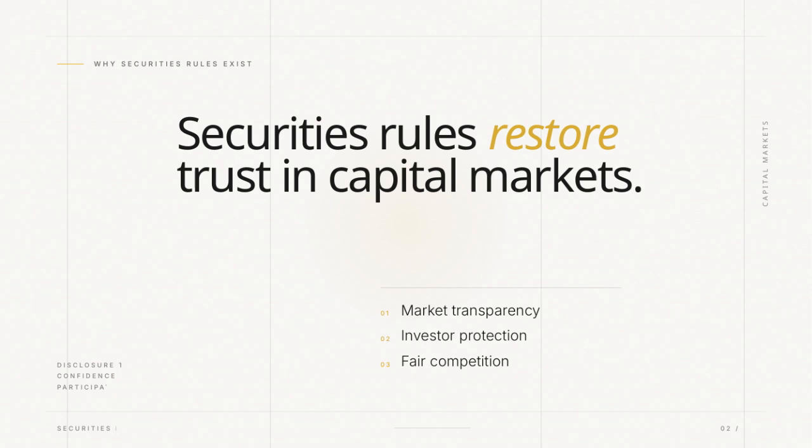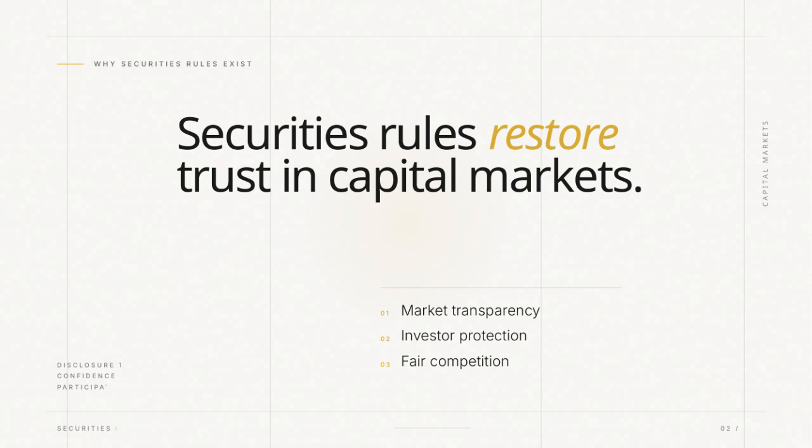Without trust, investors would be hesitant to participate, and the markets wouldn't function efficiently. One of the main reasons these rules exist is to ensure market transparency, meaning that accurate and timely information is available to everyone. This helps investors make informed decisions. Another key aspect is investor protection, which safeguards individuals from fraud and unfair practices. Lastly, securities rules promote fair competition among market participants, creating a level playing field.